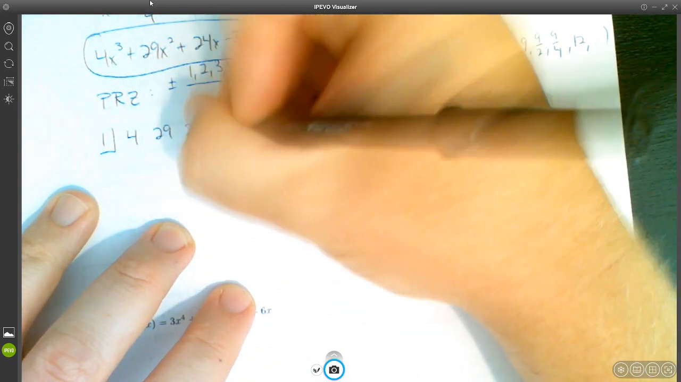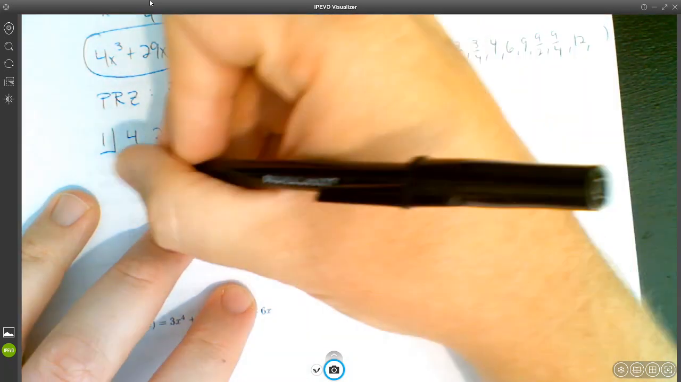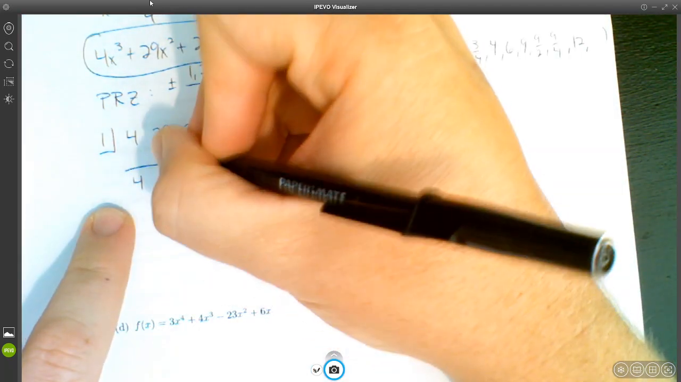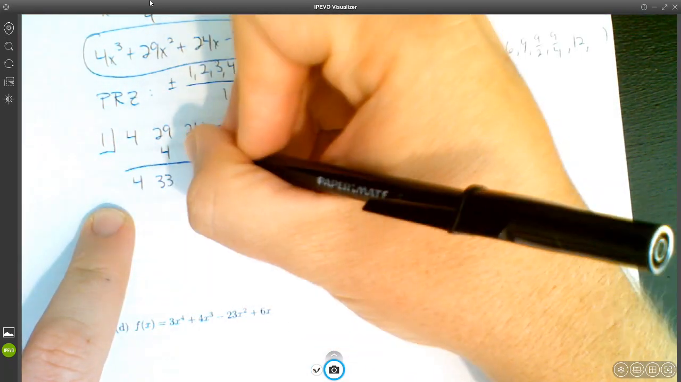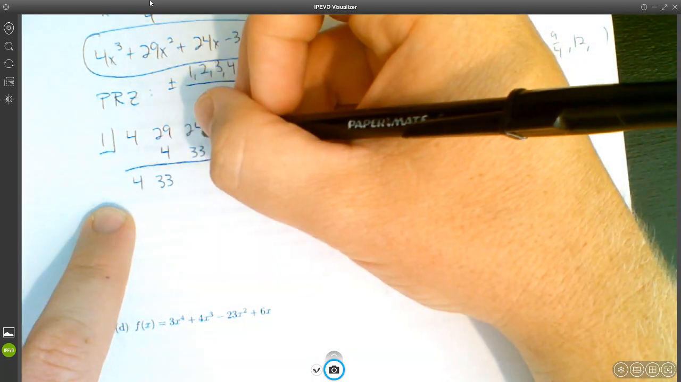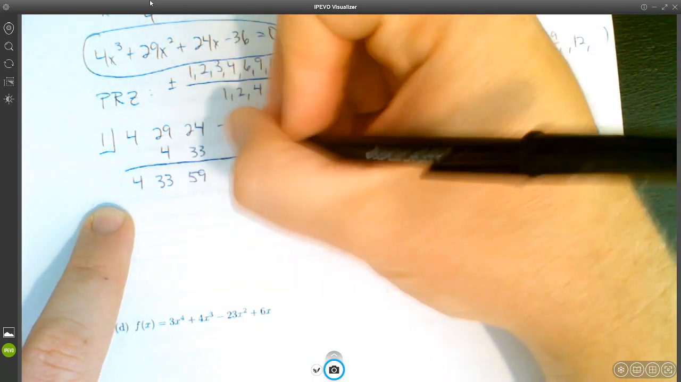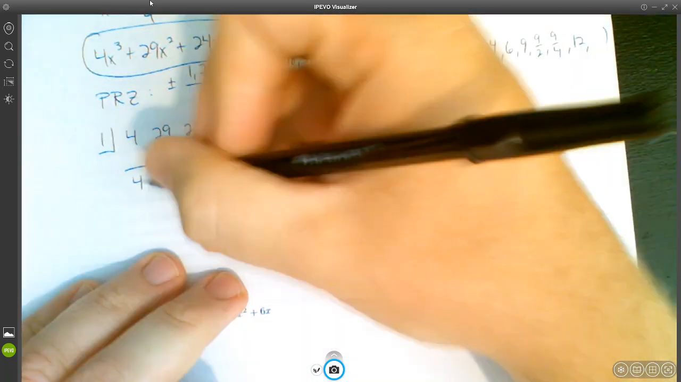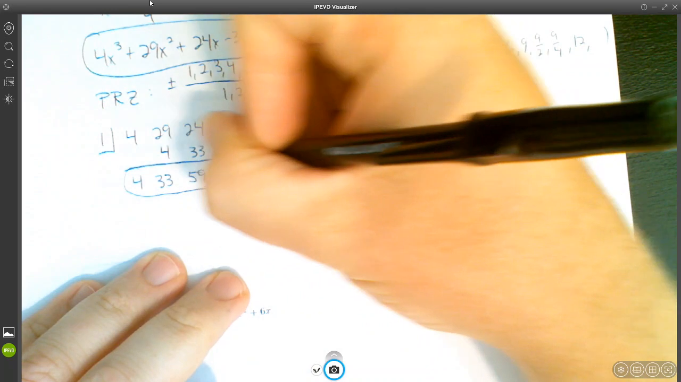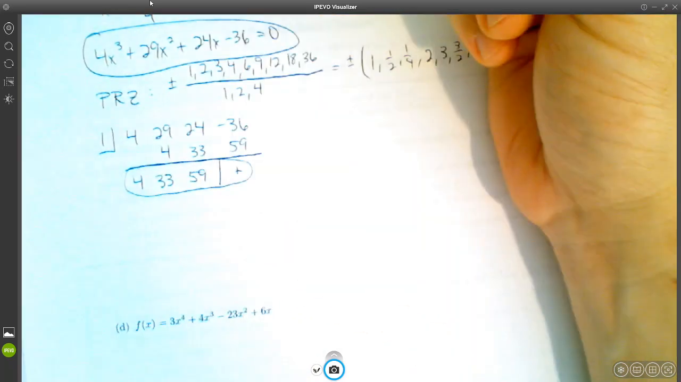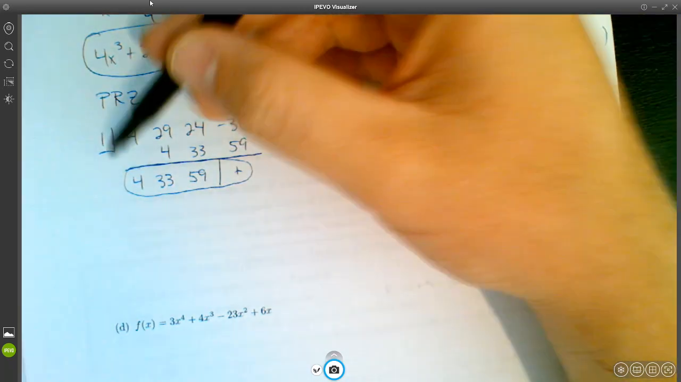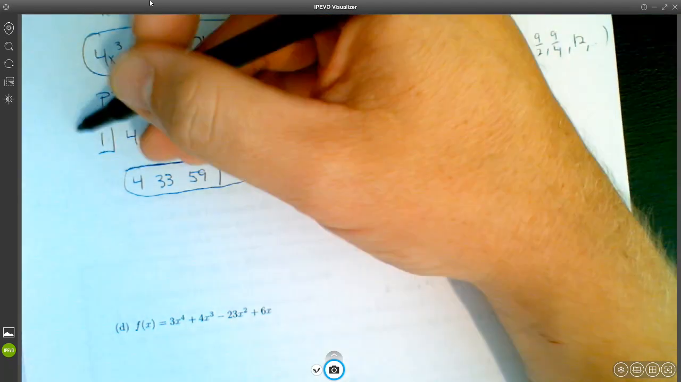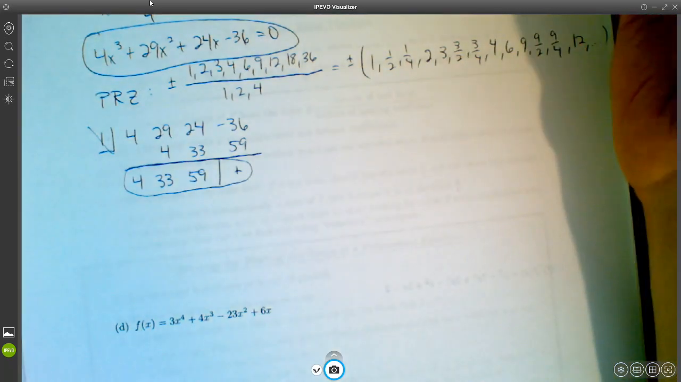29, 24, negative 36. Okay, so we've got 4, 4, 33, 33, 59, 59, and then I don't know what this is, but it's a positive number, it's not 0. And look at this, right? Even just using 1, I get a row of all positives. What that tells me is that I don't have any zeros bigger than 1. So I've already reached an upper bound. So I'm not going to test anything bigger than 1.